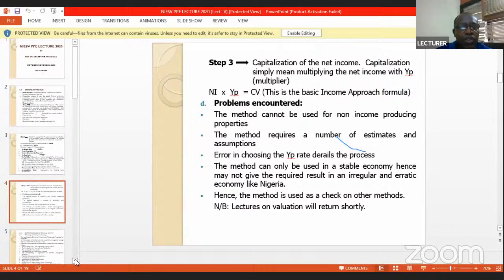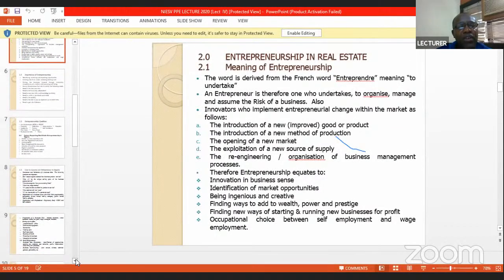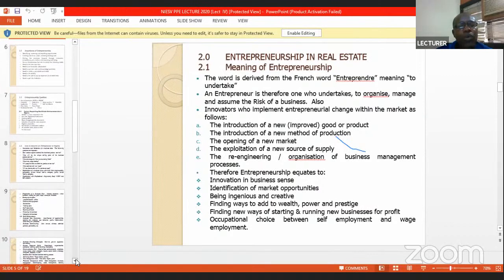That brings us to the end of the lecture in methods of valuation. We'll break off now from valuation so that we can handle entrepreneurship in real estate. When we are through with that, we'll go back and look at the valuation. We'll try to see if we can do some minor elementary calculation.